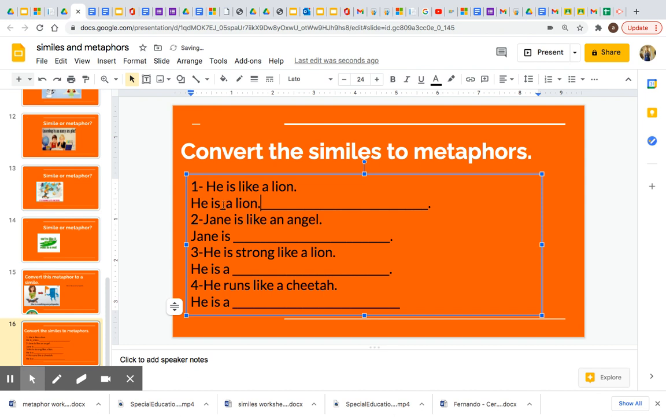Now, it is no longer a simile because he is a lion. I am saying that he is a lion. I'm comparing him to a lion without using the word like or as. And you are going to do the same thing with the rest of the sentences. Okay?